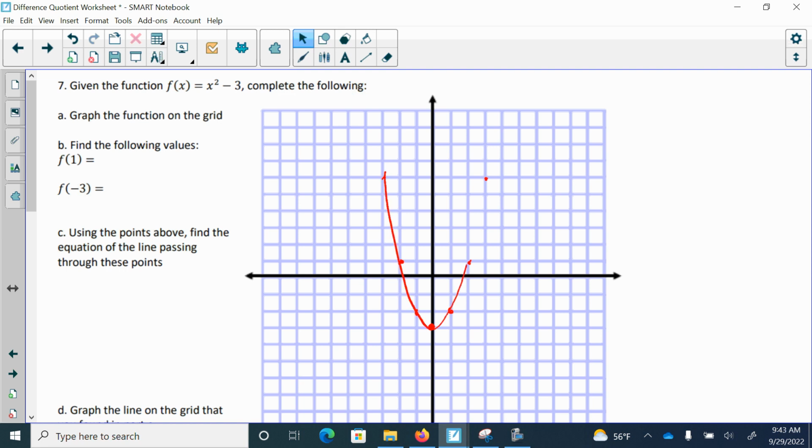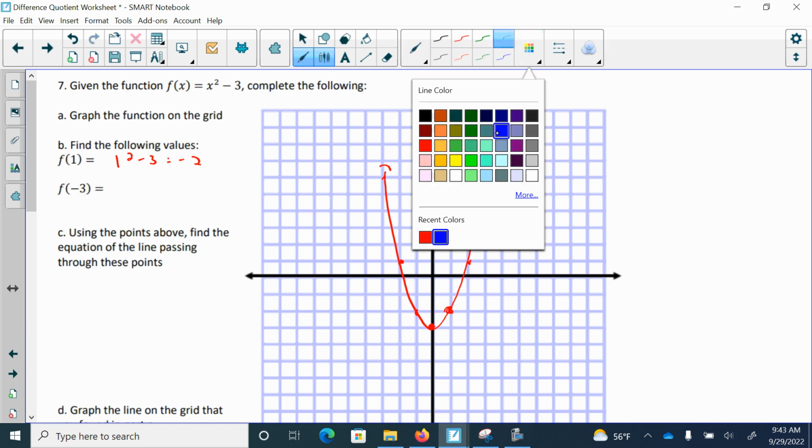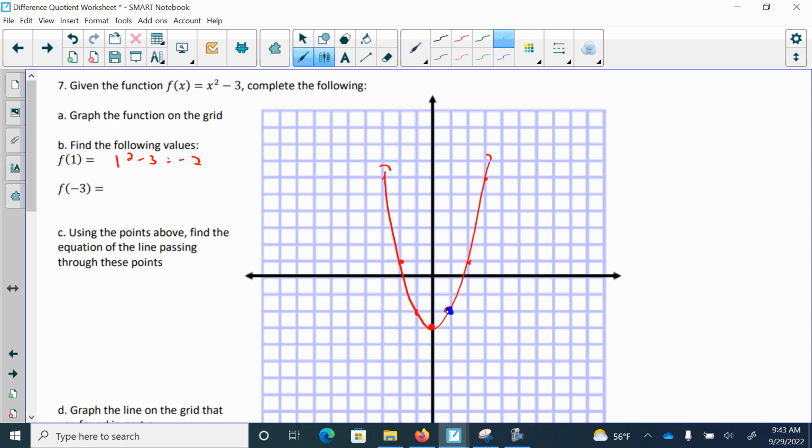Yes. So the next one says find f of 1. So that's 1 squared minus 3. So that ended up being negative 2. And to check it, if I go over the 1, negative 2, I have that point there. I'm going to make that a different color. Let's make that blue. Good.